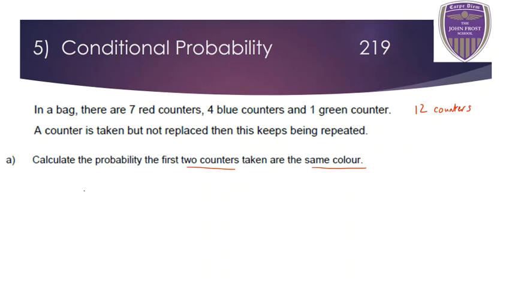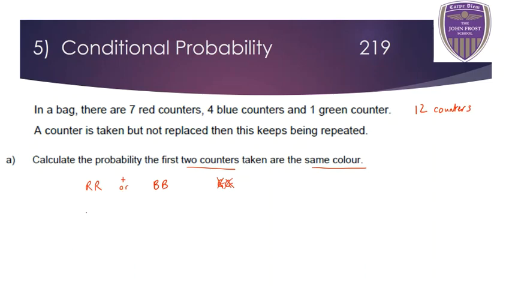So the first 2 counters could be a red and a red, or it could be a blue and a blue, but they can't be a green and a green. Once you pick a green out, there's no greens left. So there's only 2 options for this, and that's to work out the probability of getting 2 reds and the probability of getting 2 blues, and then all in probability means we're going to add them together.